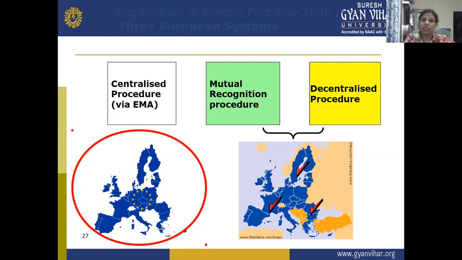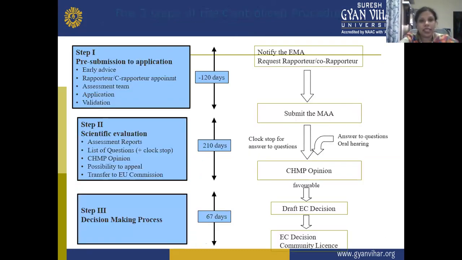So the registration in Europe post November 2005, three European systems are there. The centralized procedure, which is via the EMA, and this EMA filing is essential. Then the mutual recognition procedure, and after that the decentralized procedure. Now, the three steps of the centralized procedure. We have discussed that EMA filing is essential. The centralized procedure basically takes 120 days in the first step, 210 days in the second step, and 67 days in the third step. Okay, so what are these steps? It's basically a three-step process.